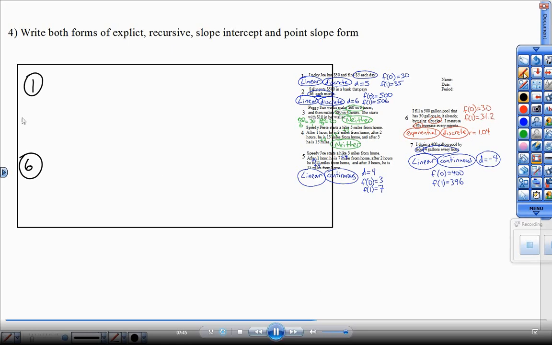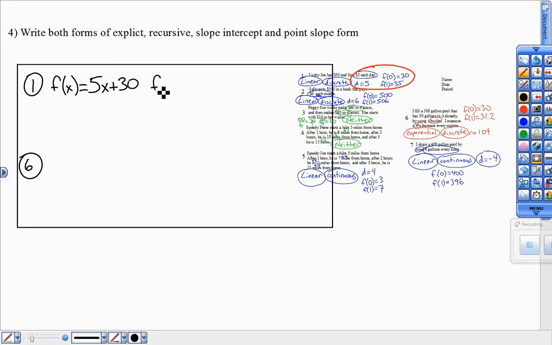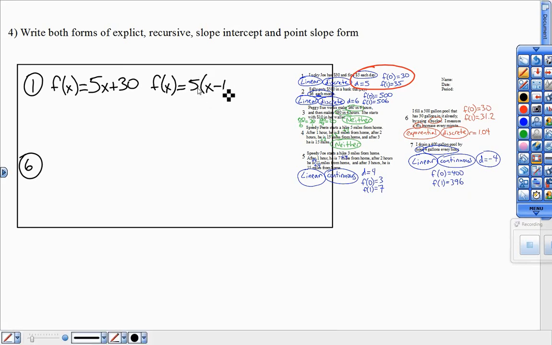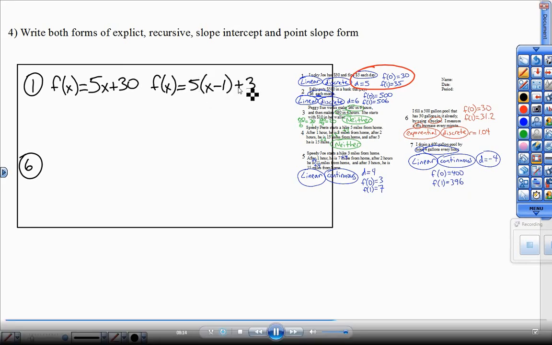So here I go. For number 1, since it's linear, I'm going to write all 3 forms of function: 2 explicits, recursive, but then also slope-intercept, point slope. So this one is f of x equals 5 times x plus the zero term 30. The next one, shifting over 1, is 5 times parentheses x minus 1 plus 35. And then the recursive, f of x equals f of x minus 1 plus that 5.